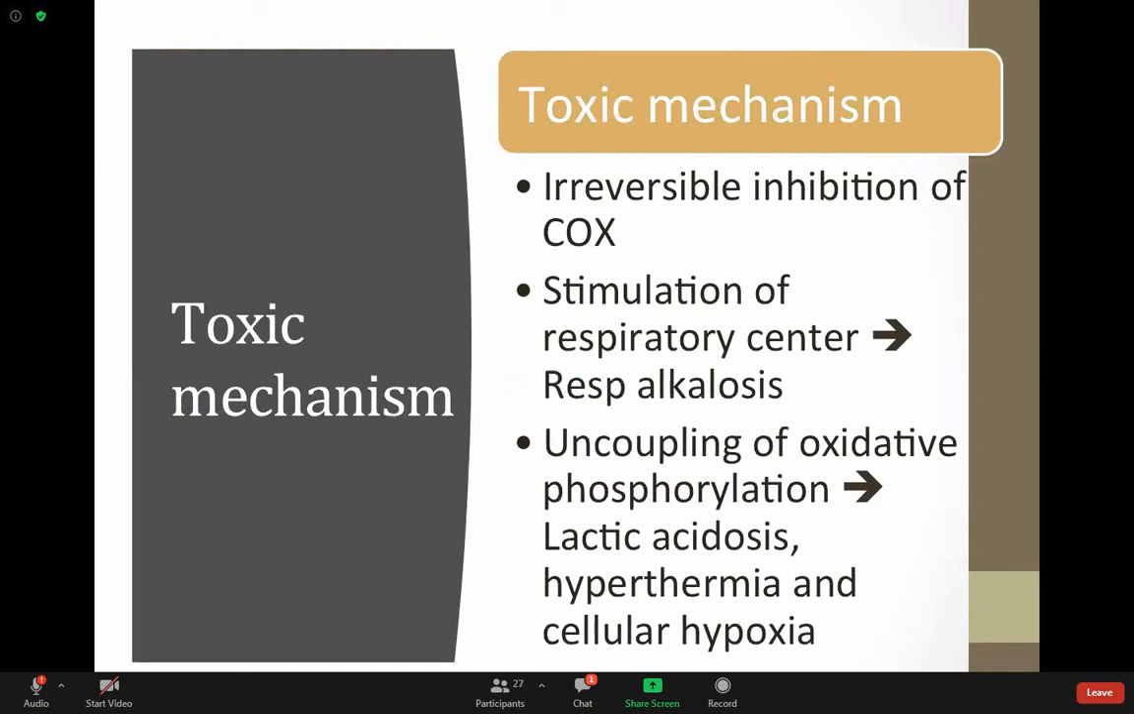Acetaminophen goes to the liver and damages it. Aspirin, what does it cause? It goes to the mitochondria and inhibits normal breathing in the mitochondria, inhibits oxidative phosphorylation, causes lactic acidosis, causes hyperthermia, and that's why the patient will have severe metabolic acidosis and they will die from that.